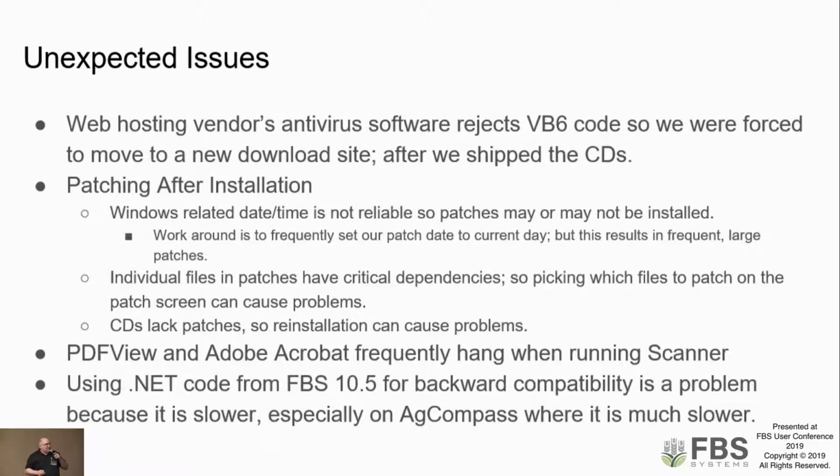Then that piled on with the fact that some of our Windows installations, we don't know why, we can't duplicate it. They put today's date on the files when they're installed instead of the date that's on the installation media. And that causes us a problem when we patch. So if you've noticed that there's big patches, it's because we're going out and manually updating the dates on our patches to today so that we can make sure you get the current set of patches.